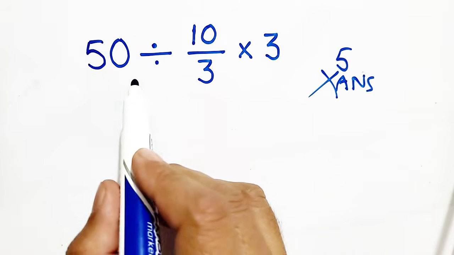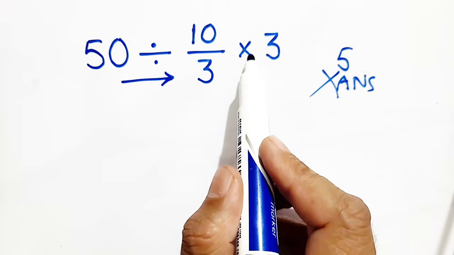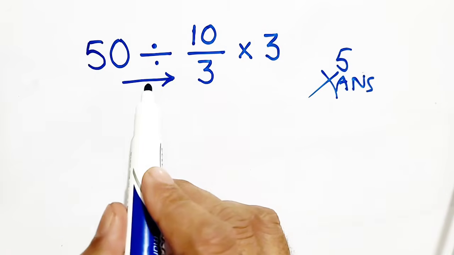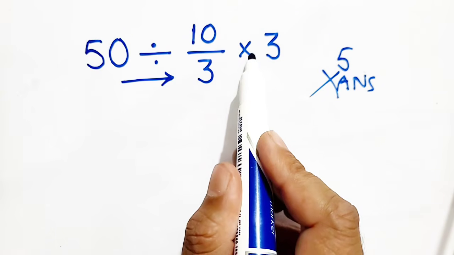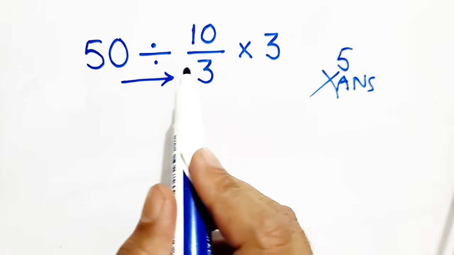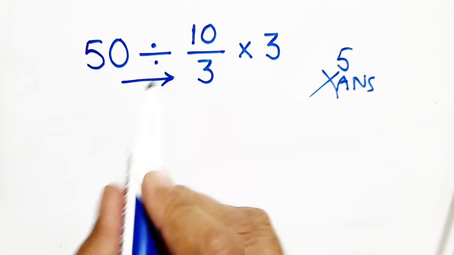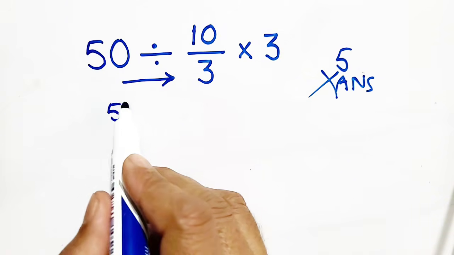Because according to PEMDAS, we have to move from left to right, while we have not adopted this left to right rule, because we have solved multiplication first and cancelled 3 and 3. But we have to move from left to right to solve it accurately. So 50 will be written as it is.